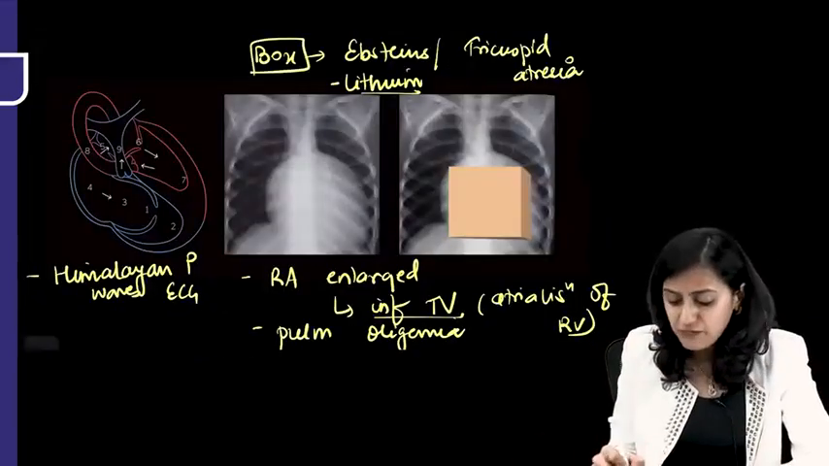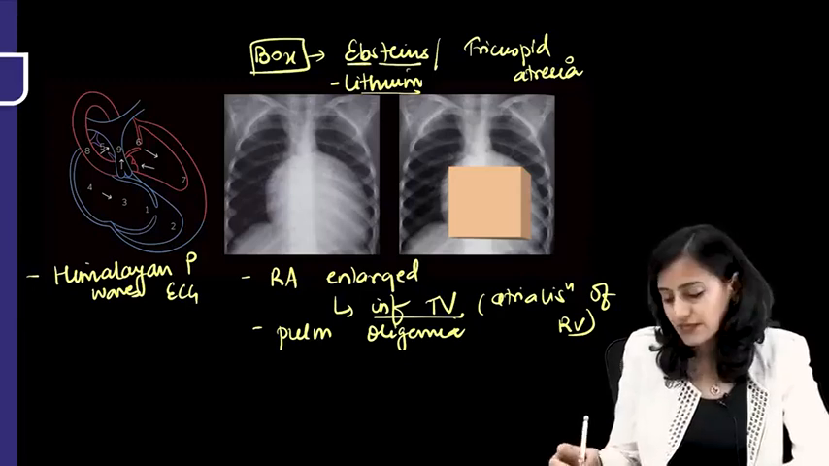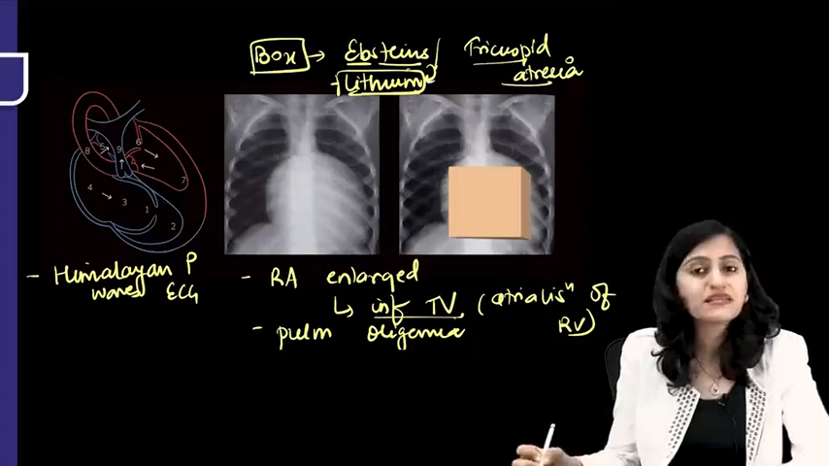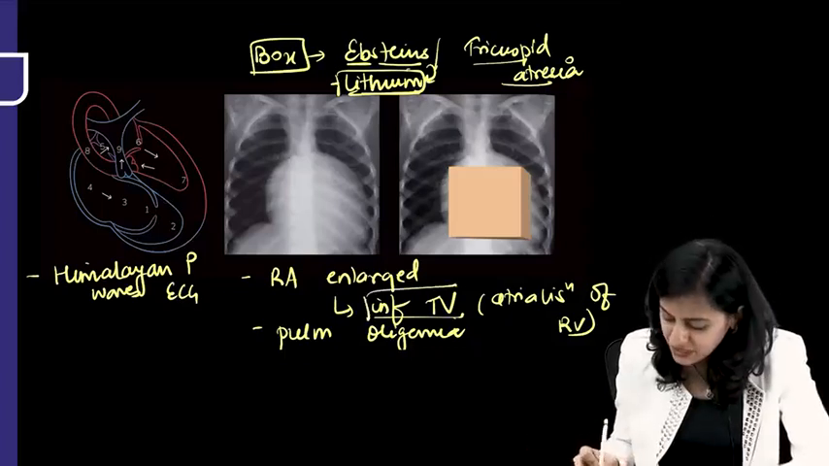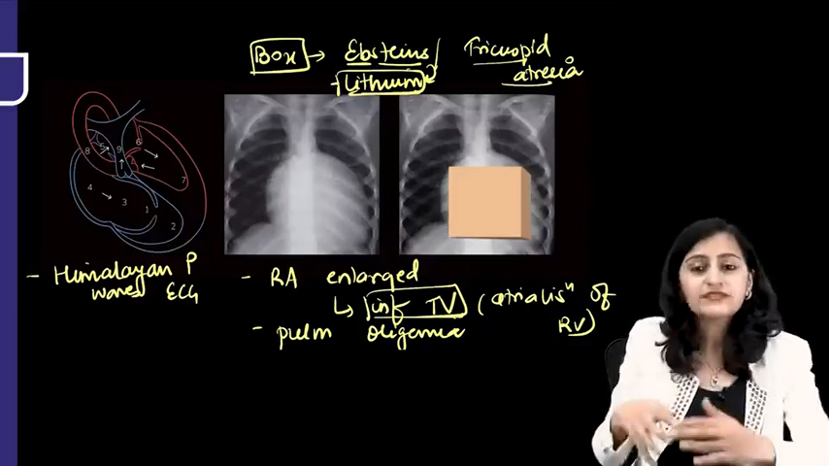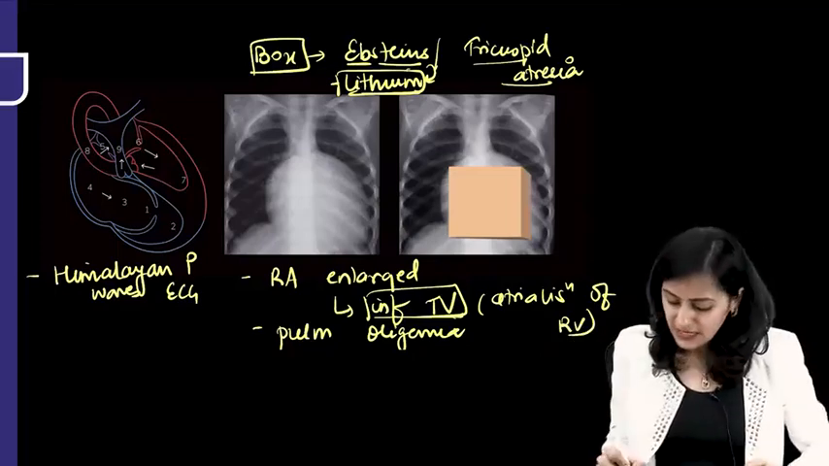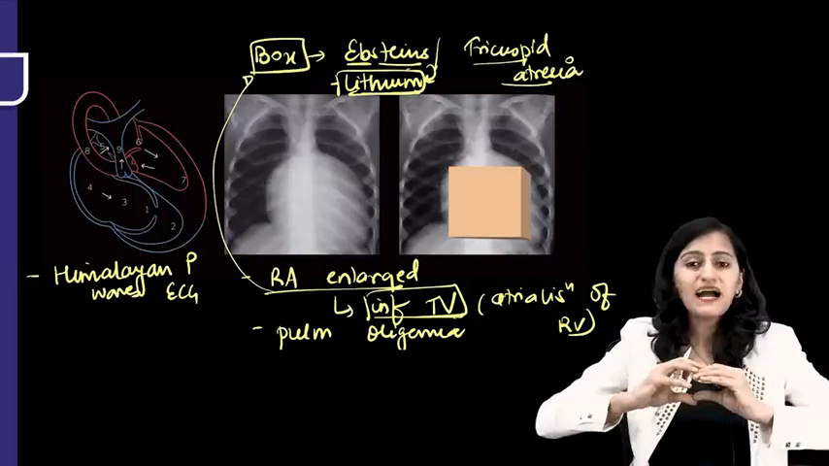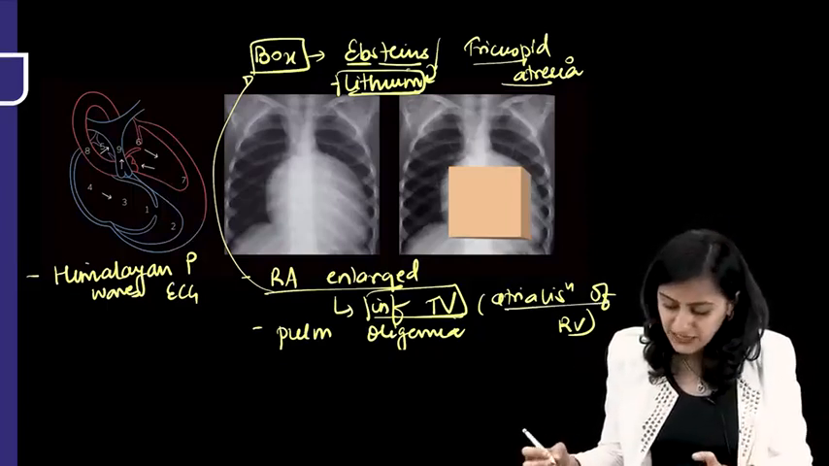Next one, where do we have the box-shaped heart? Box-shaped heart is Epstein's anomaly or tricuspid atresia, which is seen with lithium intake. The teratogenic effect of lithium is Epstein's. What happens is the tricuspid valve goes down. So because the tricuspid valve goes down, the right atrium gets enlarged, and that right atrium enlargement gives the box-shaped heart. The part of the right ventricle is going into the right atrium, so there's atrialization of right ventricle.